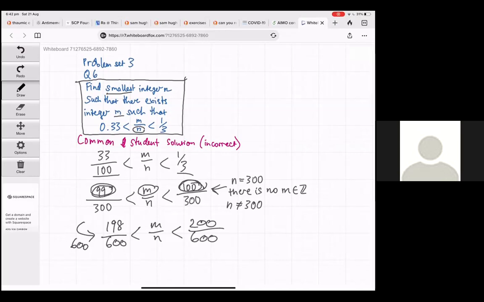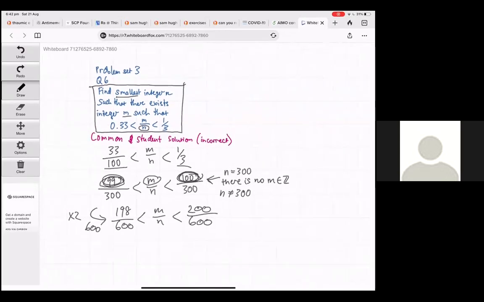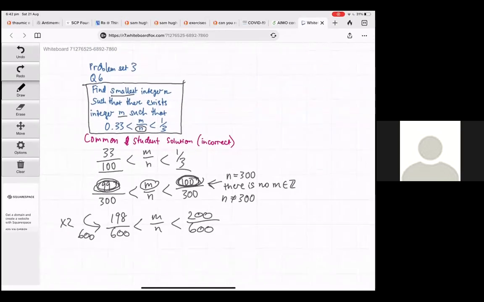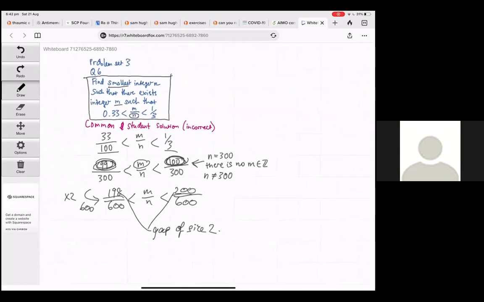So I guess that's where the temptation to multiply the top and bottom by 2 came from, because I think a lot of students recognized that there was a gap of 1 between these numbers. So there was no way to fit m inside it. And I think it was easy for people to then go, okay, if I want to fit an integer between 2 integers, then I need that gap to be of size 2. Gap of size 2. But that's not necessarily the case.